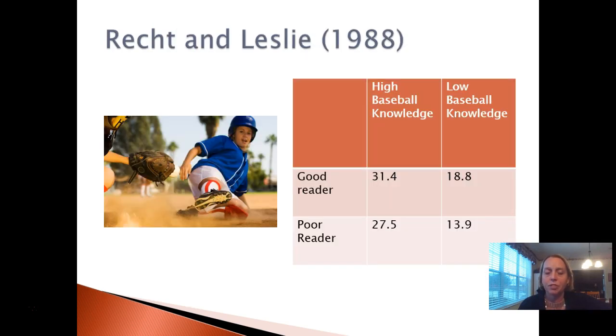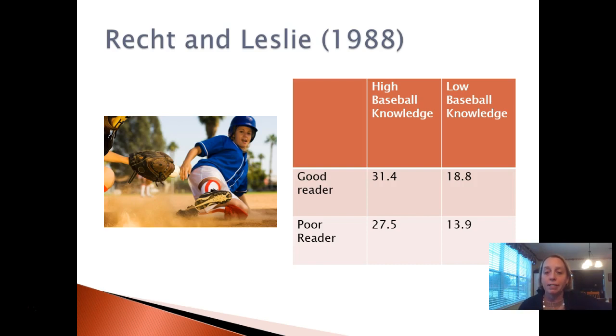But let me share with you this really interesting research study by Recht and Leslie. Recht and Leslie wanted to understand what impacts students' reading comprehension. So they looked at both good readers and poor readers, and also students who knew a lot about baseball and students who didn't. And they then assessed whether or not they were able to comprehend a reading passage that was on the topic of baseball. And not surprisingly, you can see here that the students who performed the best were those who were good readers who knew a lot about baseball. And the students who performed the worst were the poor readers who did not know much about baseball.